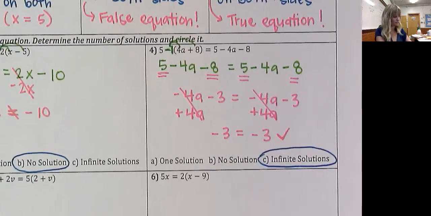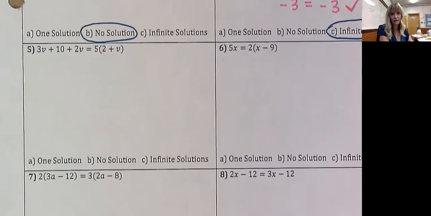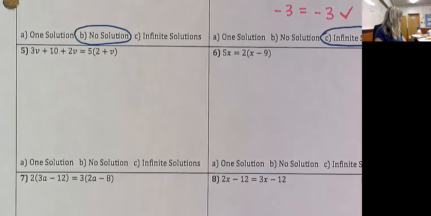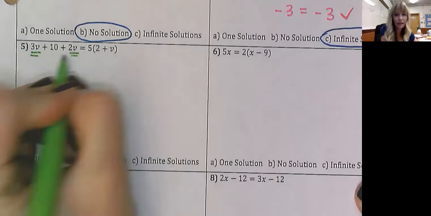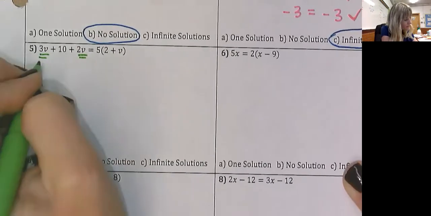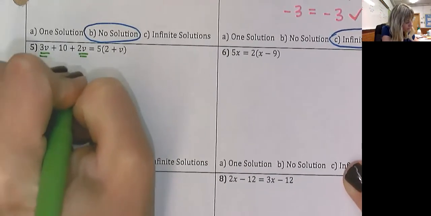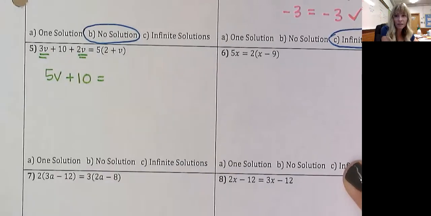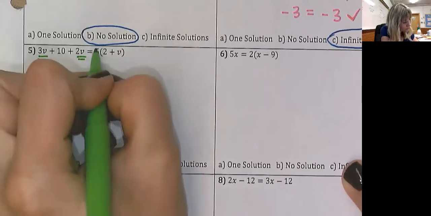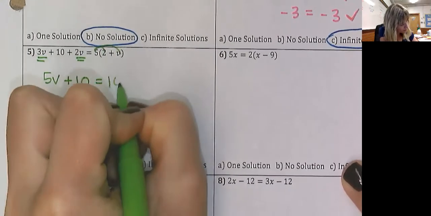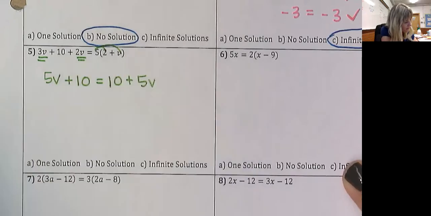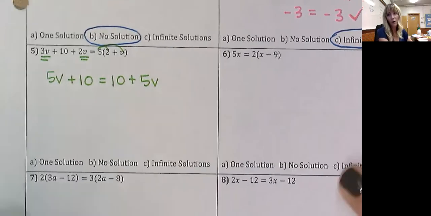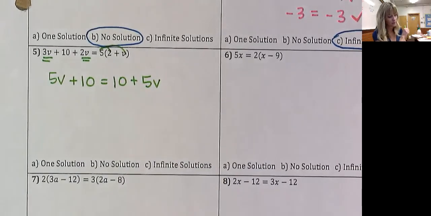Okay, let's keep going. Make sure we understand what we're doing on the rest of these. Number 5, let's do some cleanup again, which I was using my green, oh, I found it. Okay, so this side has some combining like terms I can do. 3v plus 2v is 5v plus 10. Just doing some cleanup. Those are not inverse operations, so I'm just doing it on one side of the equation. Distributive property, 5 times 2 and 5 times v. I hope you get to a point where you can just recognize what's going on there.